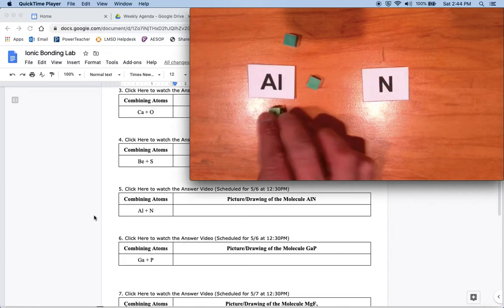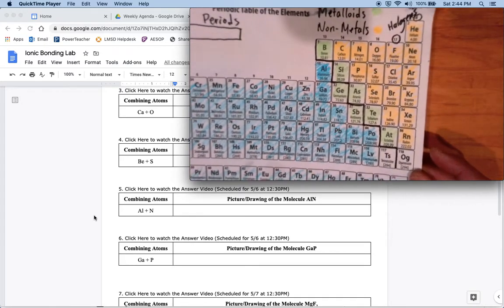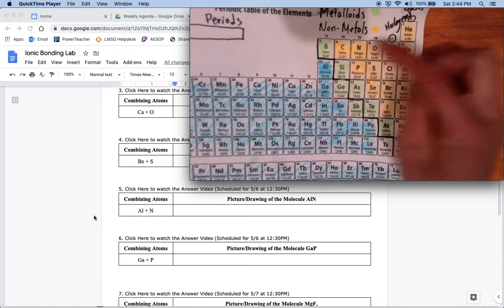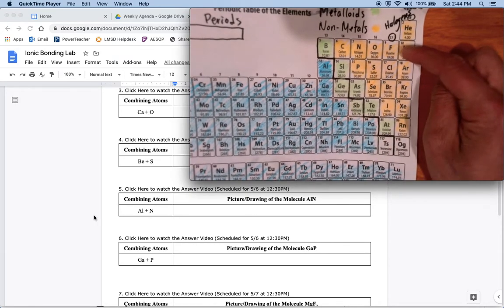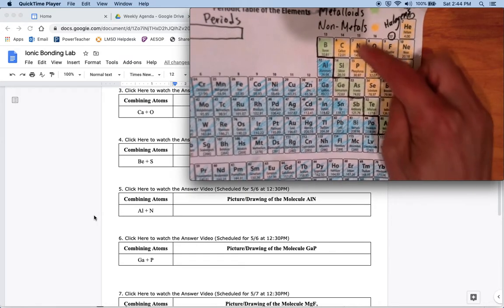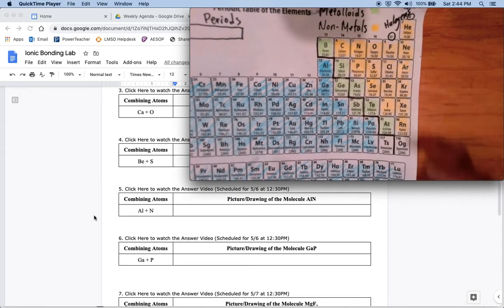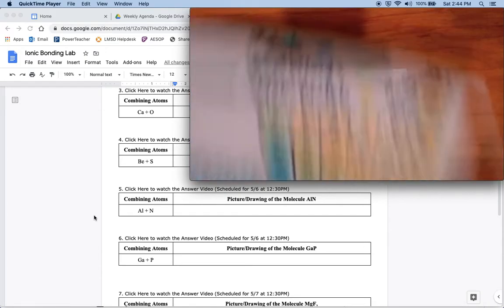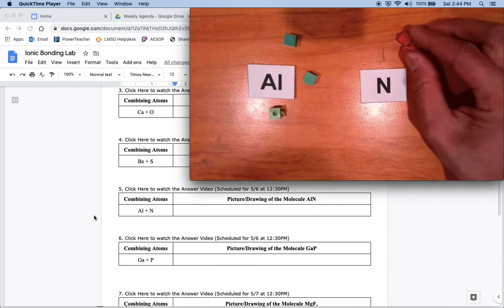And then let's look at nitrogen. Nitrogen is over here. It's right there. So if I'm counting backwards, remember this column has 8 valence electrons, so 7, 6, and now it's got 5. So nitrogen is in the column that has 5 valence electrons. Let's put 5 around it.